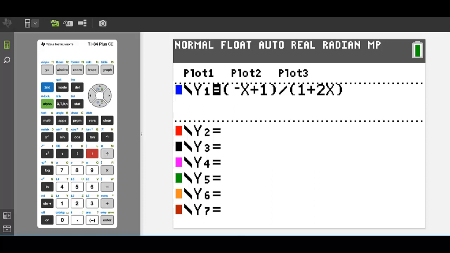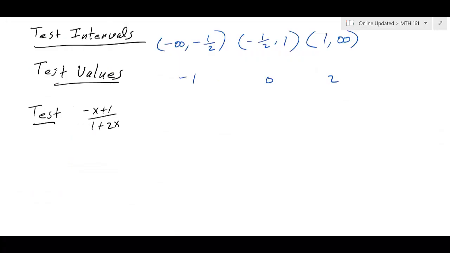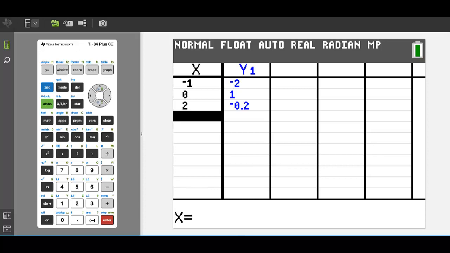So again, be careful putting this in the calculator and make sure you put in the parentheses here because we want the entire numerator divided by the entire denominator. So then if I go to the table, I'm going to clear out my previous numbers, and we're going to test negative 1, 0, and 2. So I'm going to type in negative 1, 0, and 2, and I get out negative 2, 1, and a negative 0.2.